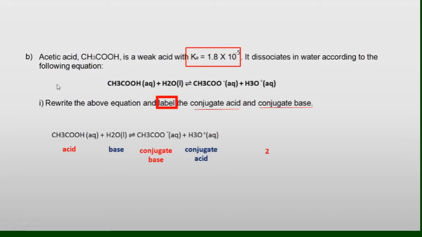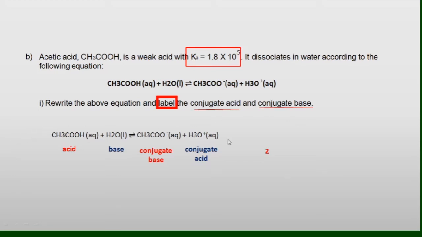So next, B. Acetic acid is a weak acid with concentration of acid. Okay, the question gives the concentration of acid. It dissociates in water according to the following equation. So they give us the equation. So for the first question, rewrite the above equation and label the conjugate acid and conjugate base. So the keyword here is label the conjugate acid and conjugate base.